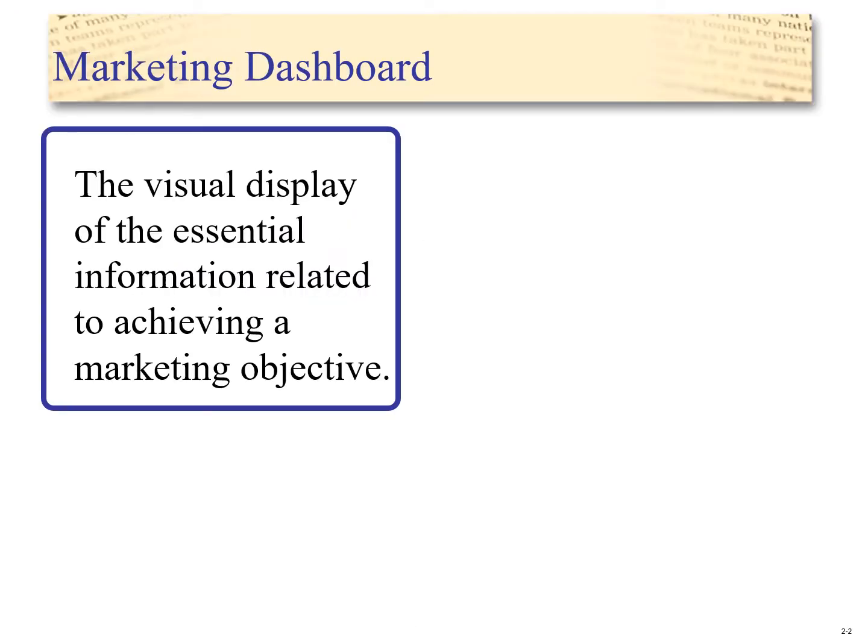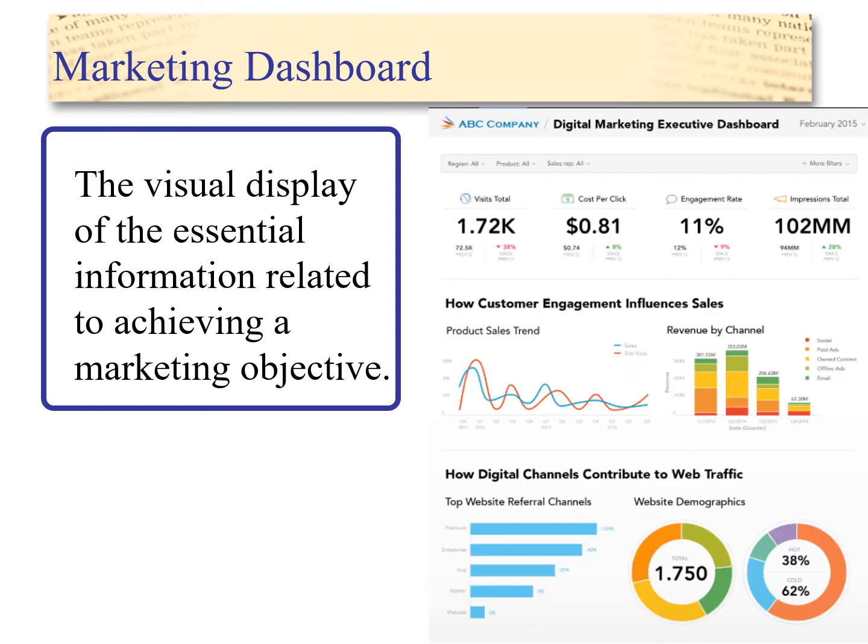So marketing dashboard is the visual display of the essential information related to achieving a marketing objective. In order to achieve a marketing objective, you need to have some key information. You need to have some important information, and a marketing dashboard provides you with a visual display of that information. For example, as you can see here, this is the marketing dashboard of ABC company, and it's showing you total visits, cost per click, engagement rate, and so on.